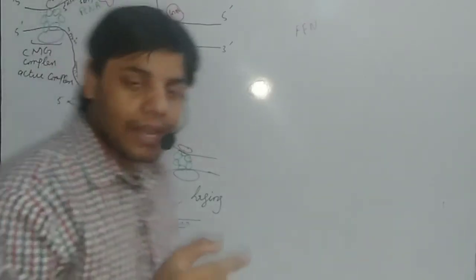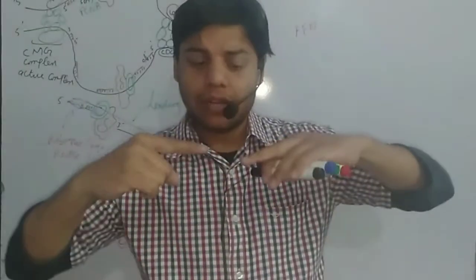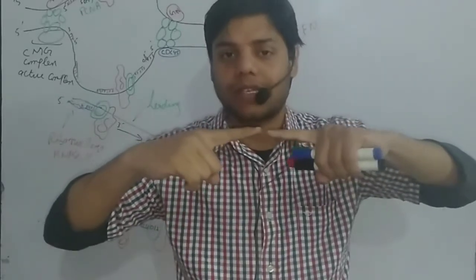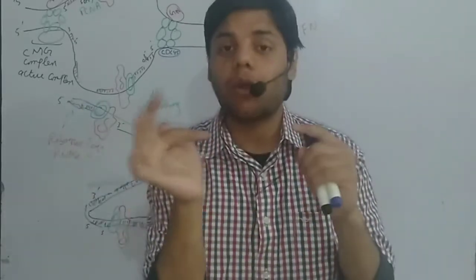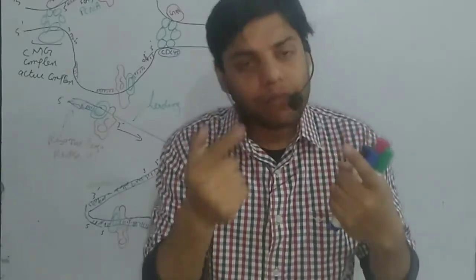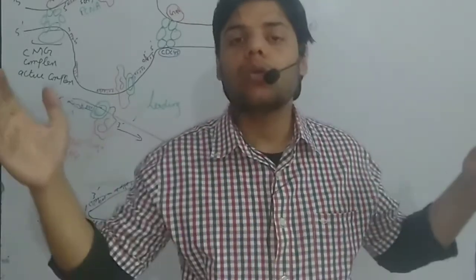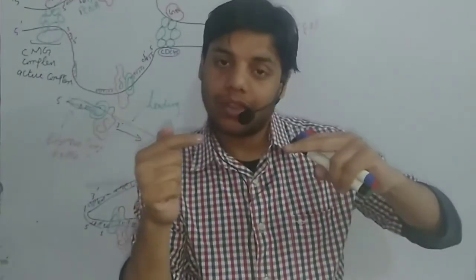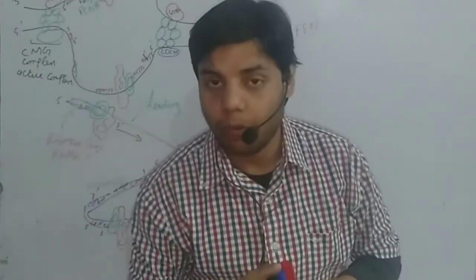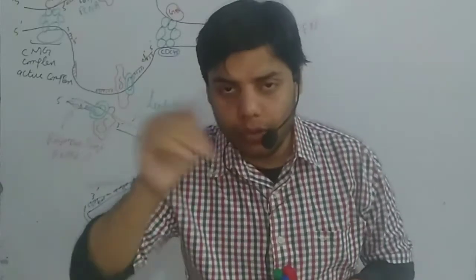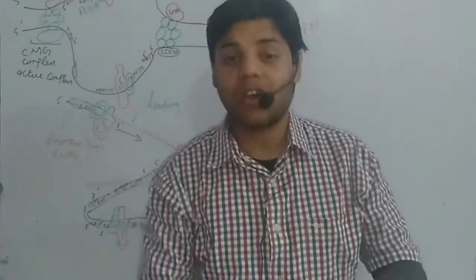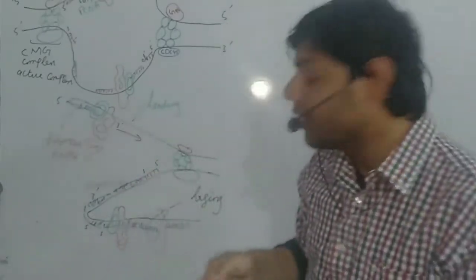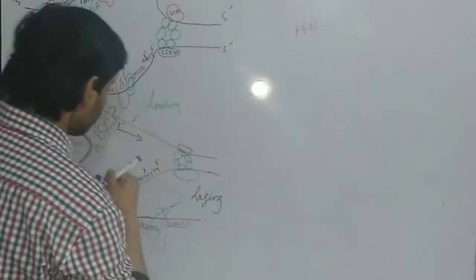What do nick and gap mean? Nick means that the two strands are bound with each other, but the phosphodiester bond is not present between them, and the phosphodiester bond is needed to complete the strand. DNA polymerase cannot add the phosphodiester bond, they just add the nucleotide. So this phosphodiester bond will be formed by another enzyme we call DNA ligase.